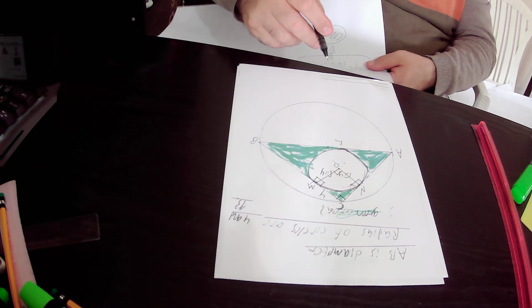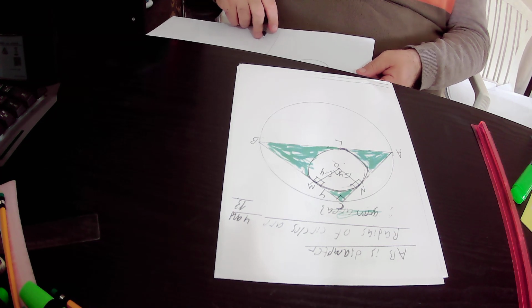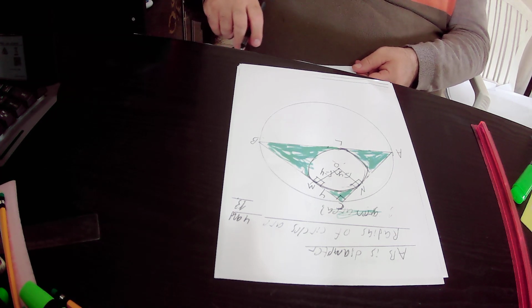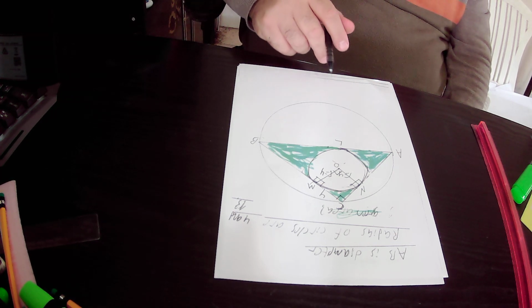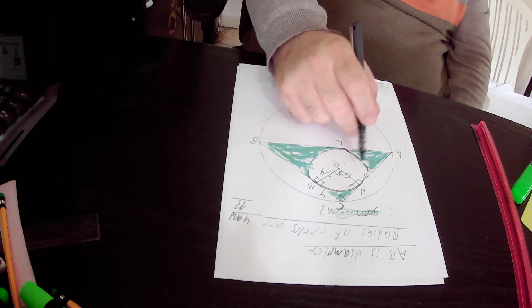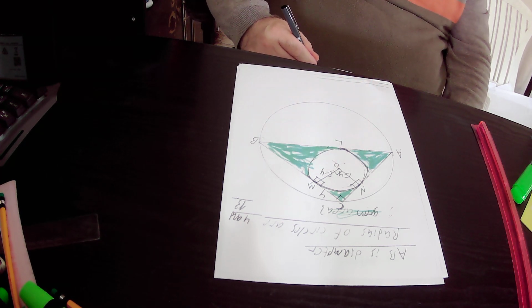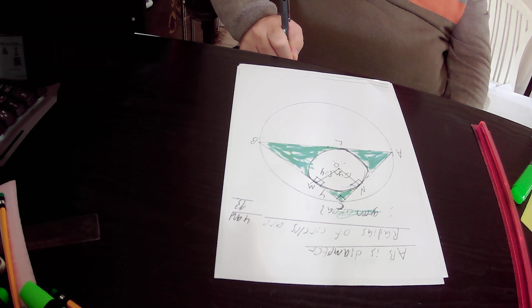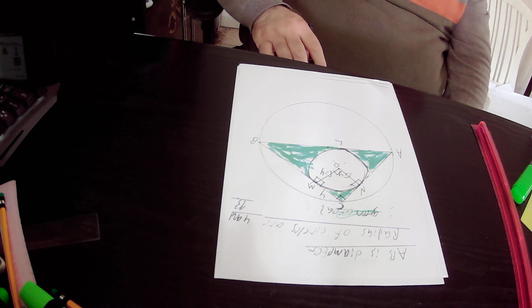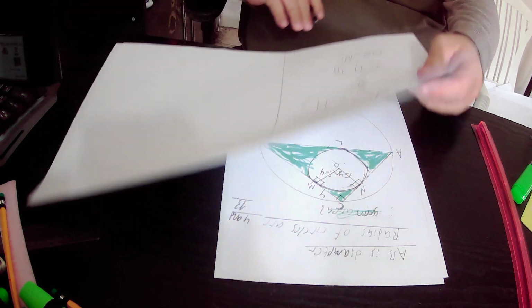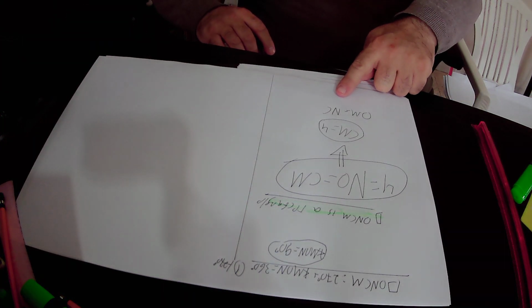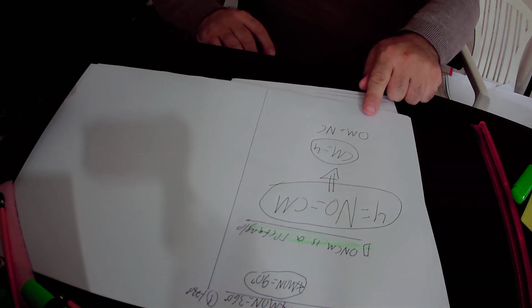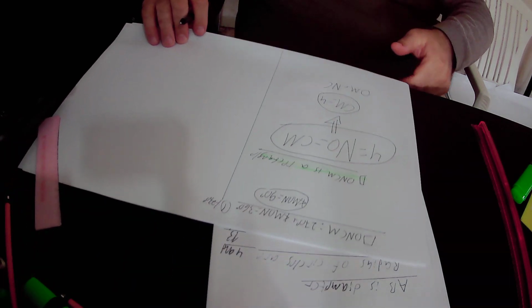Likewise, according to the rule that the opposite sides of a rectangle are equal to each other, we will conclude that OM equals NC. Repeat again: OM equals NC according to the rule that the opposite sides of a rectangle are equal to each other.